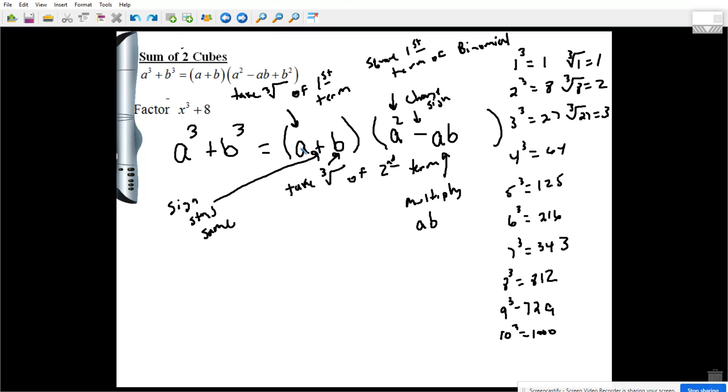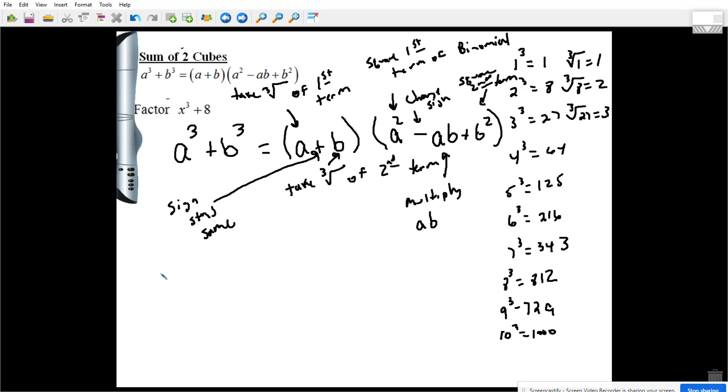So let's say this was 10 minus x. I would multiply 10 times x, and the sign is taken care of. And then I'm going to add b squared, which is square the last term. So square the second term in the binomial. That's how it factors every time.